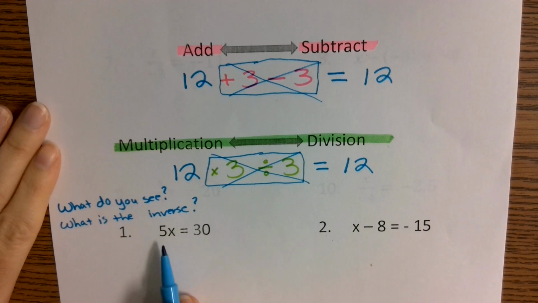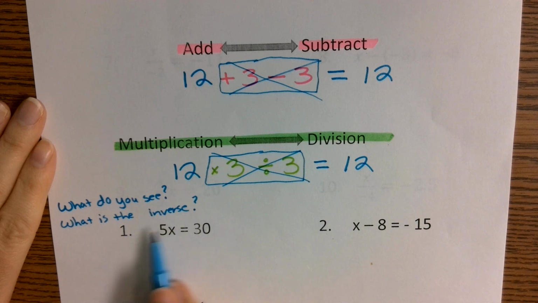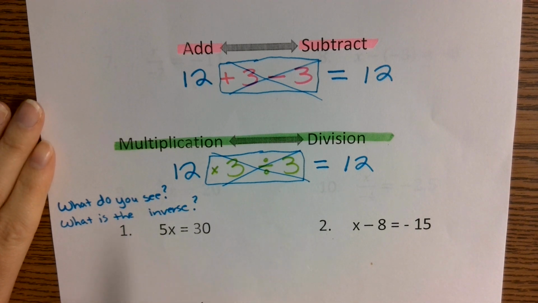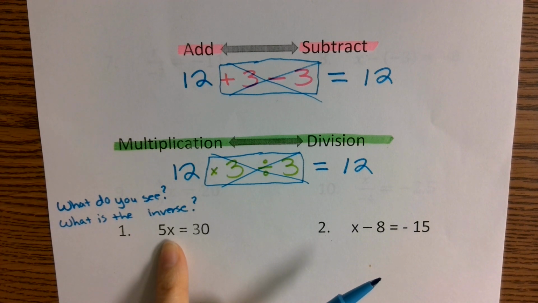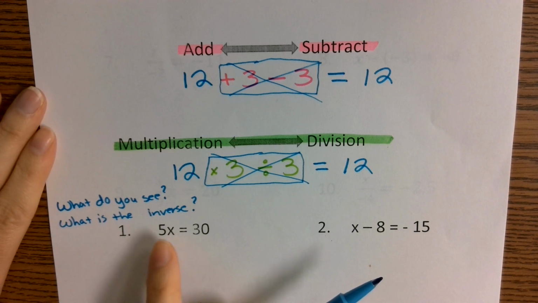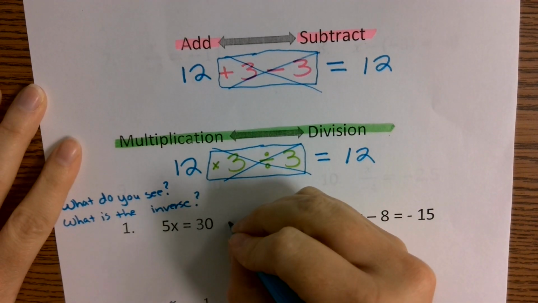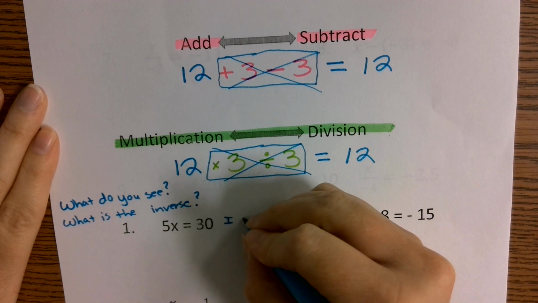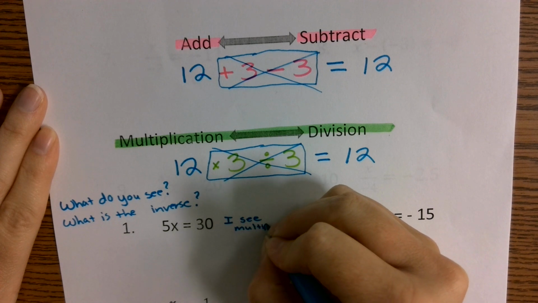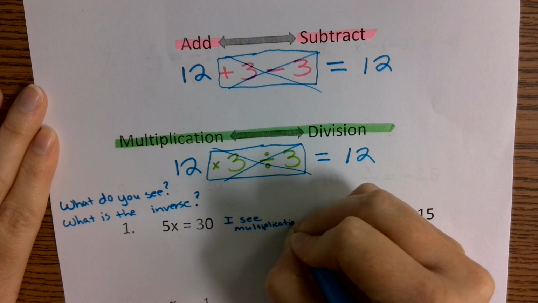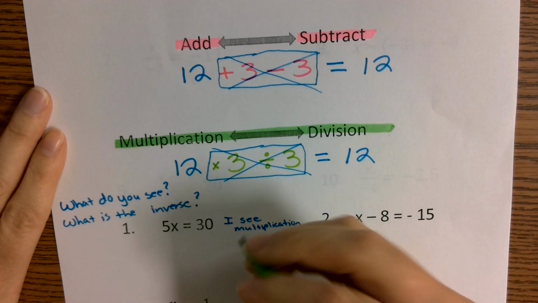Okay, so let's start with number 1. What do we see? What operation do we see exists here? Multiplication. We see multiplication. So I'm going to write that down. I see multiplication. So then what is the inverse?